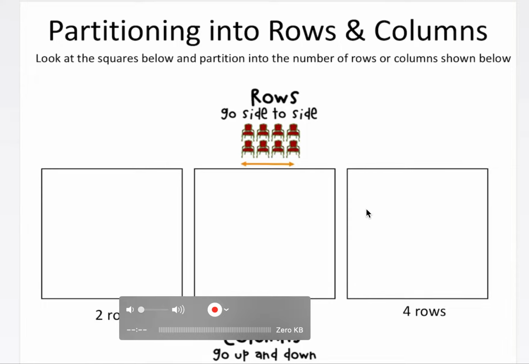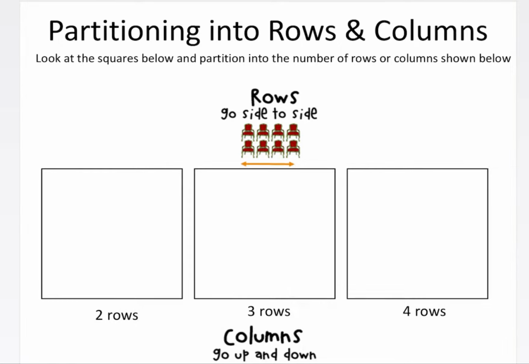All right, second graders. Last week you learned all about partitioning different shapes, and this week you're going to be learning about making rows and columns in shapes so we can start to look at arrays and fractions and multiplication now that you're almost big third graders. All right, so partitioning into rows and columns. It says look at the squares below and partition into the numbers of rows or columns shown.